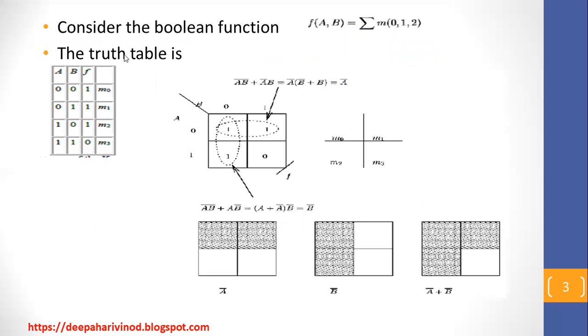So here we can see that a Boolean function is given, f of ab equal to summation m0, 1, 2. The corresponding truth table is given, that is ab and f, and wherever the minterms are given in this equation, those minterms will be high over here and the rest will be 0. Now how to map this into the K-map?